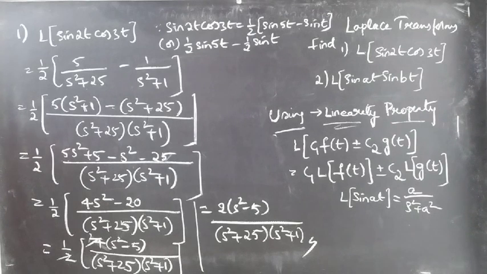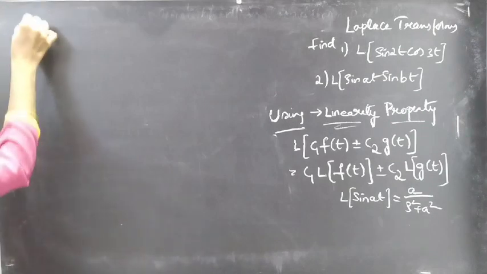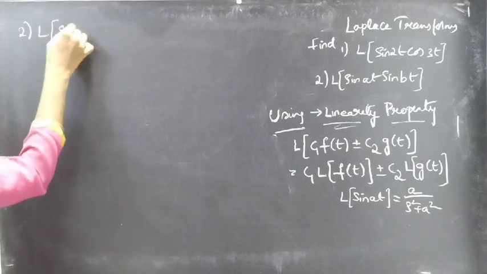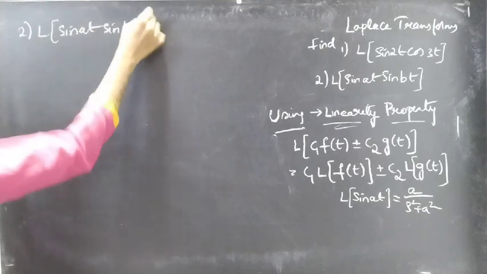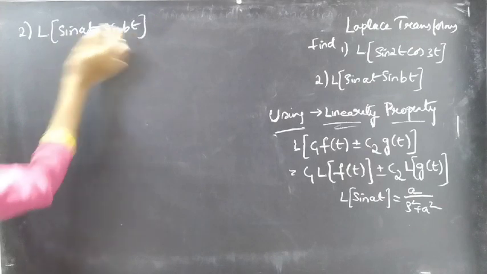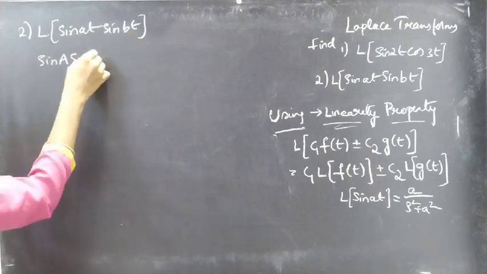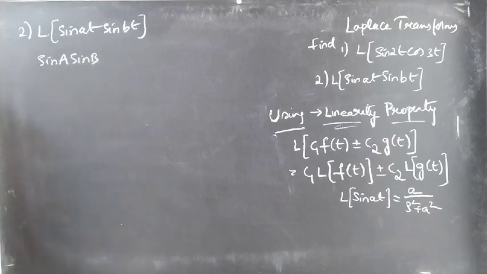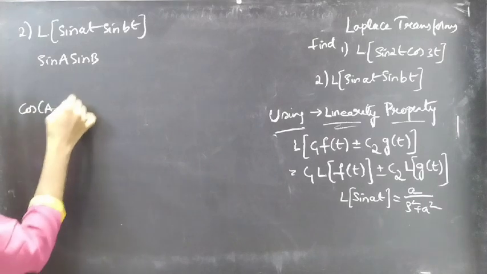Now coming to the second one. Find Laplace transform of sine at sine bt. So here you have sine at sine bt, right, which is of the form sine A sine B. Now we need to find the formula which involves sine A and sine B. So I'll consider cos A plus B and cos A minus B.